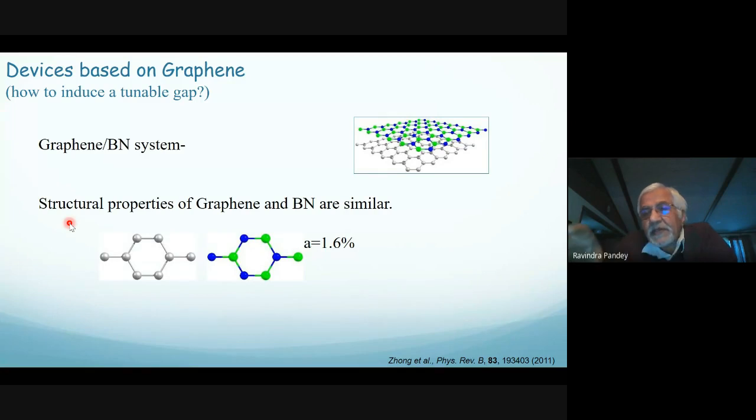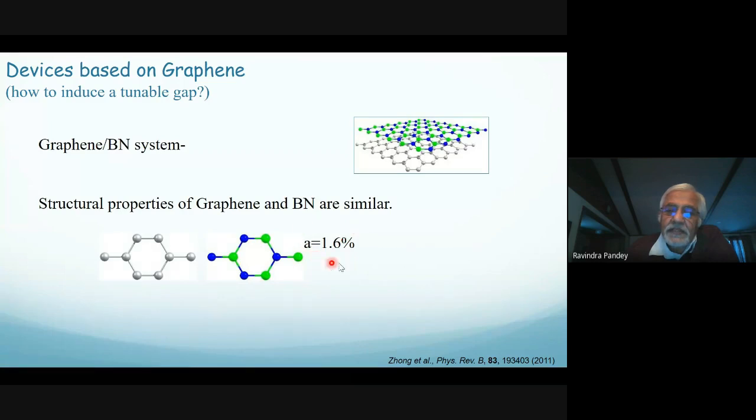And remember, this is a simulation model, so we are trying to guide experiment with what can be done. So when we ask for an inducible tunable gap, what we could do here is bring in the graphene and make a different material, in this case a boron nitride monolayer. The advantage we have is they are more or less structurally similar.